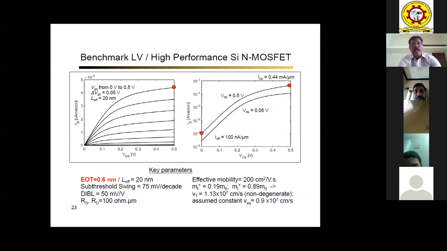Some more results on that. Benchmark LV, low voltage, high performance silicon N-MOSFET, focusing on the N-MOSFET alone. So if I'm not working on a FinFET, I'm working only on a conventional N-MOSFET using conventional silicon. And if your technology goes until 20 nanometer, because as I said, a conventional silicon MOSFET ceases to function beyond 20 nanometer. If I'm talking about 14 nanometer, obviously our planar silicon model doesn't function anymore because your drift diffusion model becomes obsolete. So you need to move on to either quasi quantum mechanical effects or completely ballistic, quasi-ballistic or completely ballistic transport approach.